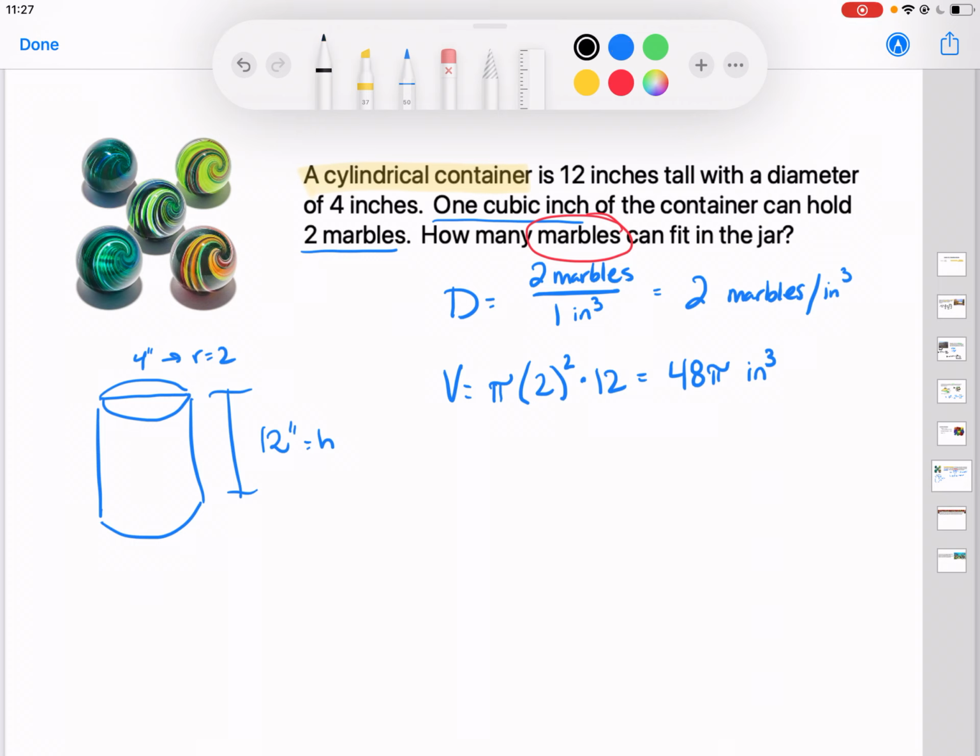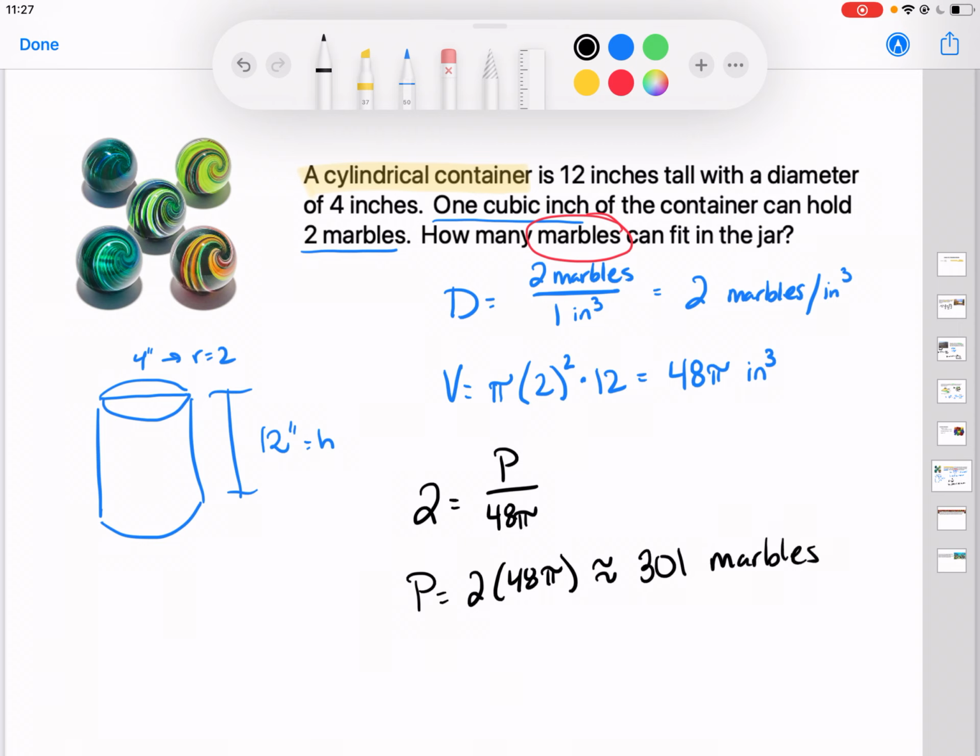So afterward, we're going to go ahead and find our population by putting in our density, and that's equal to the population over our volume, which you would then solve. You'd find the population by doing 2 times 48 pi. And when it comes to populations, you don't keep the decimal this time because it is a population. You don't say there's 0.5 or 0.2 of a marble in there. So this is about 301 marbles when you calculate that.